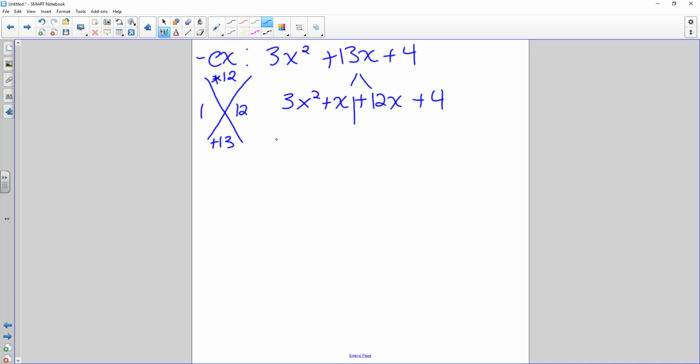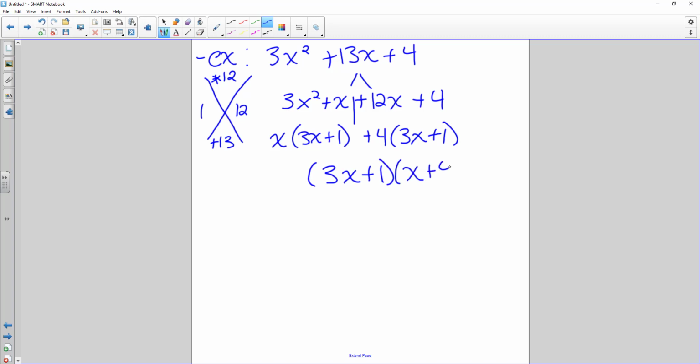When I do my grouping, first two, pull out an x. I'm left with 3x plus 1. Next two, it looks like I can pull out a plus 4. And again, I'm left with 3x plus 1. So 3x plus 1 times x plus 4. Again, always FOIL to check it out.